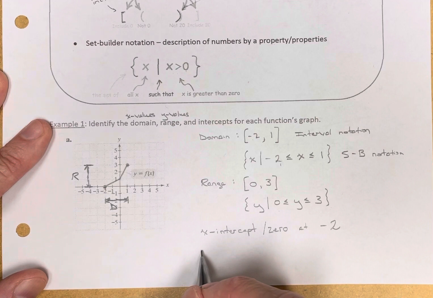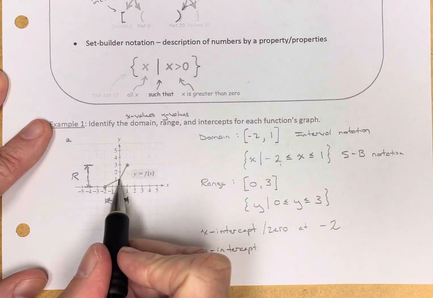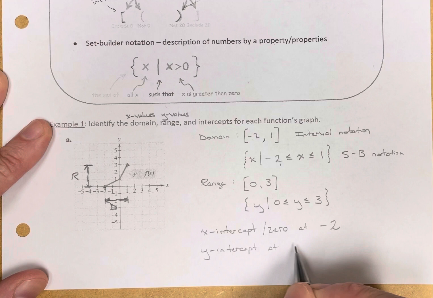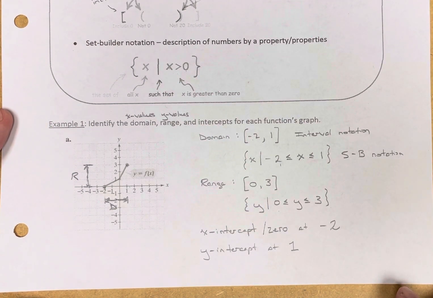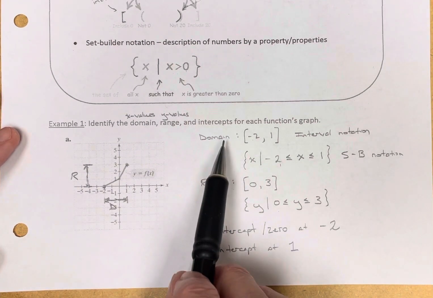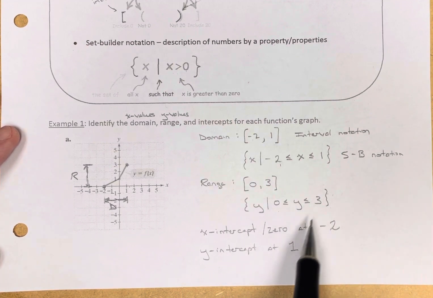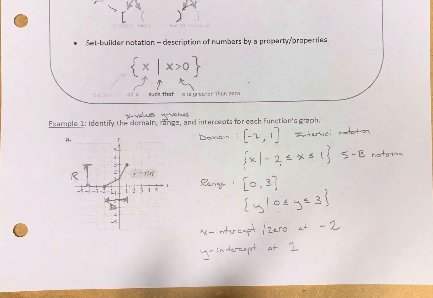Is there a y-intercept? Yes, there is. Where does it cross or touch the y-axis? Right here at +1. So there's a y-intercept at 1. So there you have it. Working with using the graph to define the domain and the range in two different notations, as well as determining the x-intercept or 0 and the y-intercept.